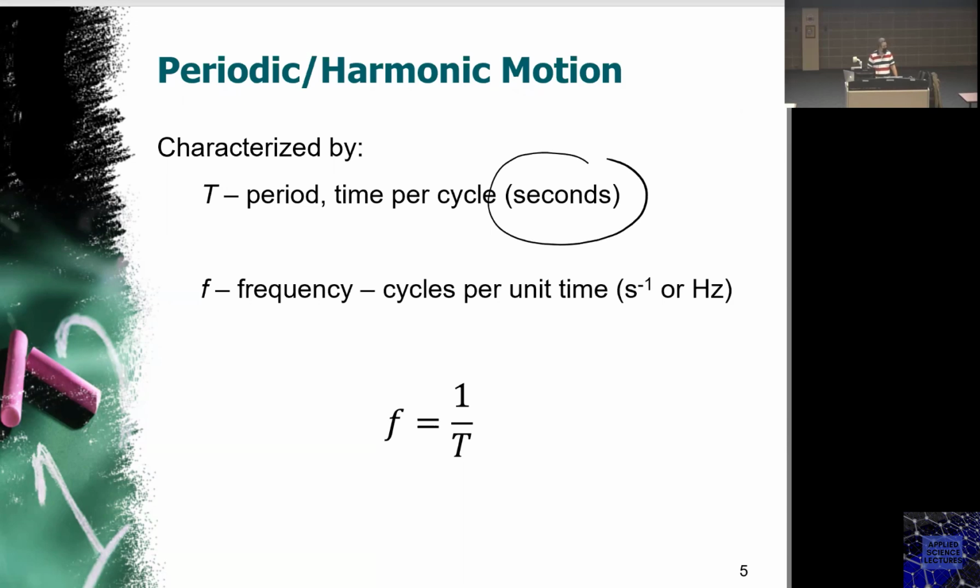The frequency, on the other hand, is the inverse of the period, which basically defines the number of cycles you do per second. The unit for the frequency is hertz. So the relationship between the frequency and the period is that the frequency is the inverse of the period.